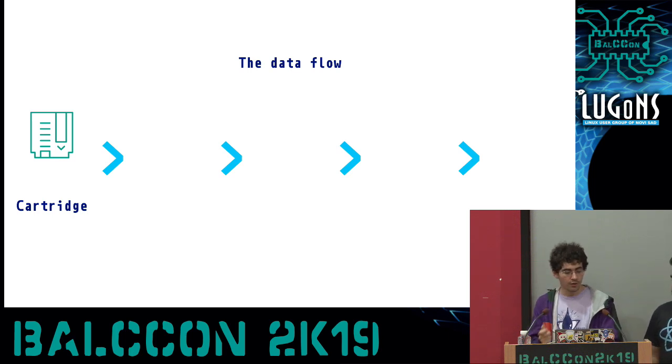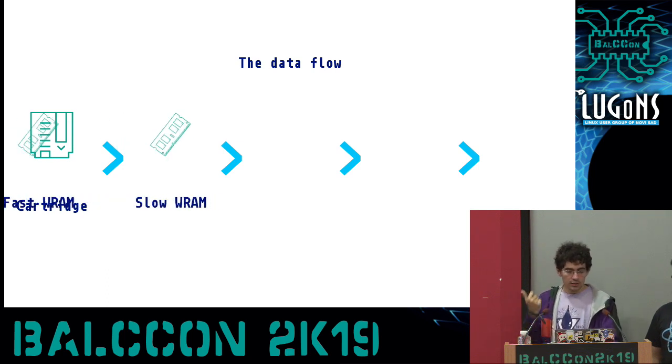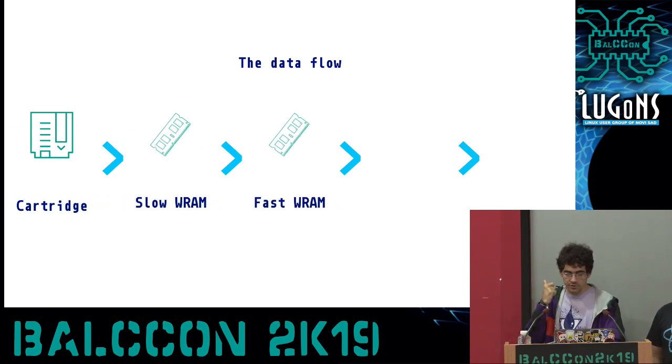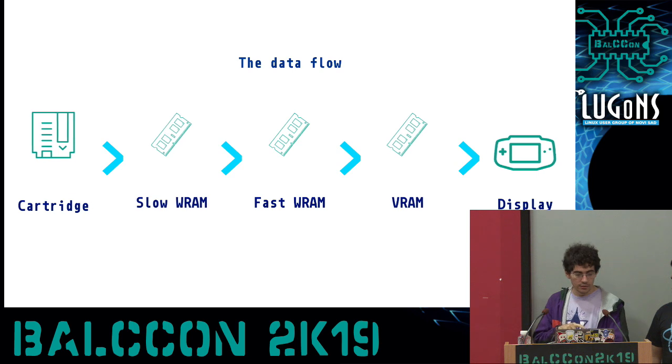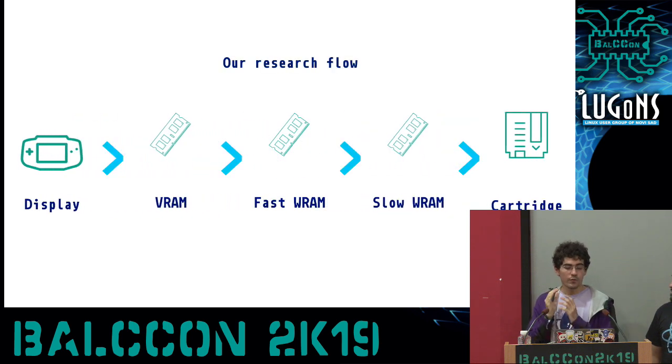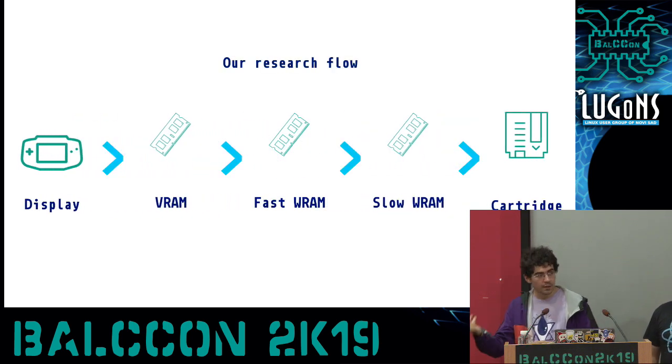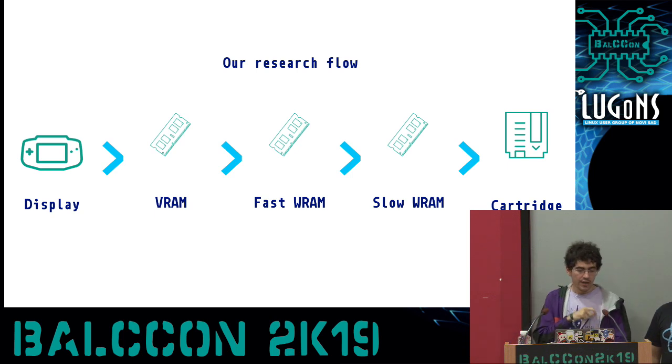Why the information flow goes this way: from the cartridge to slow double run, to the fast double run, to video run, to display. We are walking in the reverse way. Use the clues that we are finding on the path to walk from display to slow double run. And because there isn't any memory region before slow double run, we need to use the chips to find where the tile map is on the cartridge.